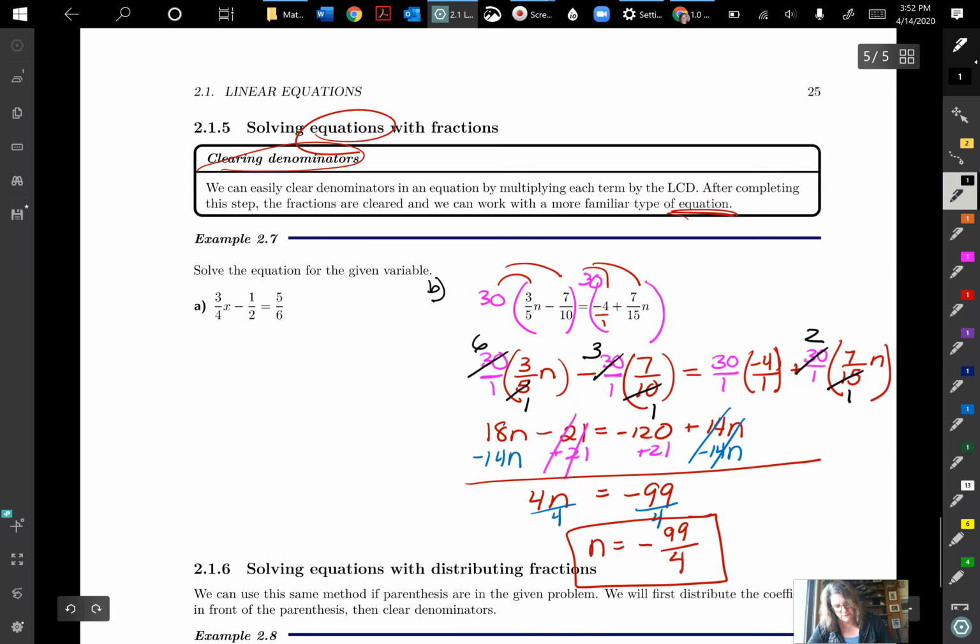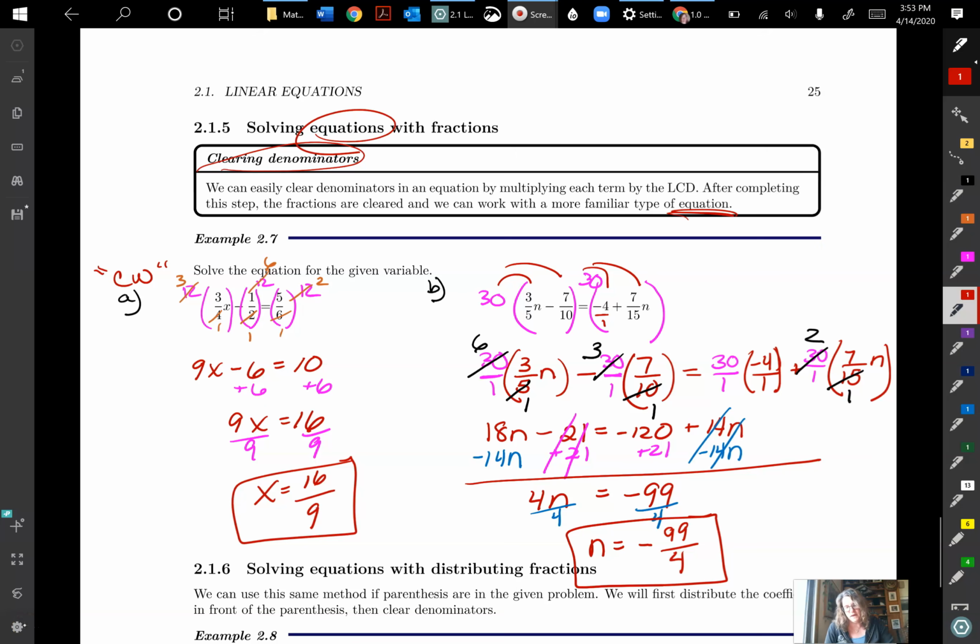So then pause the video and do this as a classwork for part A, and I'll just write the answer up for that one. Okay, so for the answer for part A, 3/4 x minus a half equals 5/6. The answer is x equals 16 over 9.